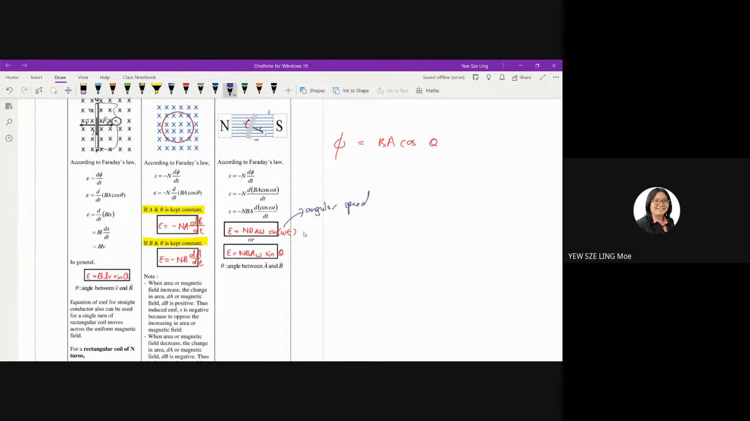So if you use the first equation, your calculator should be in radian mode. If you use the second equation, it is in degree mode. That is because theta equals omega t, which is what we learned before.